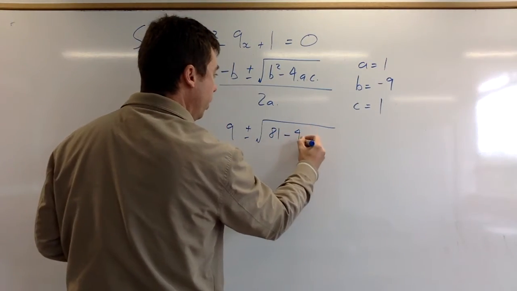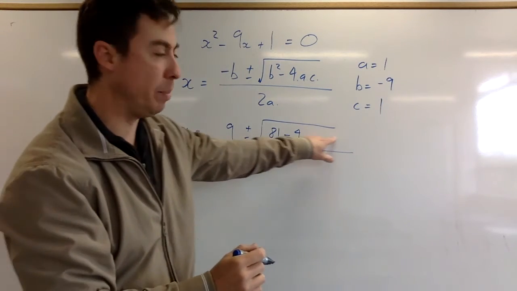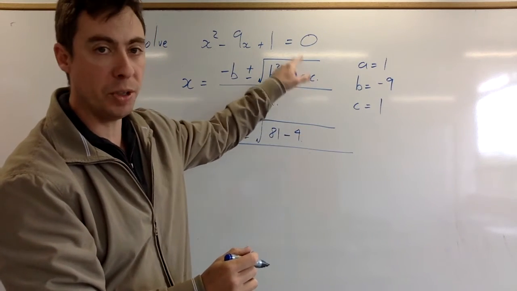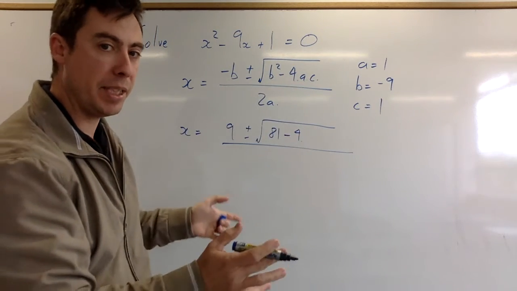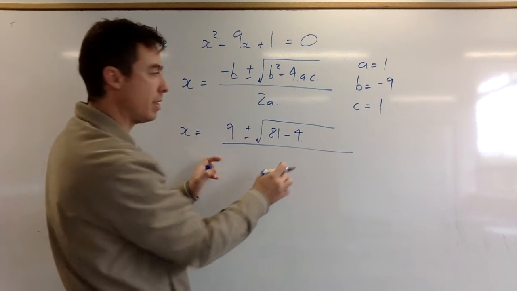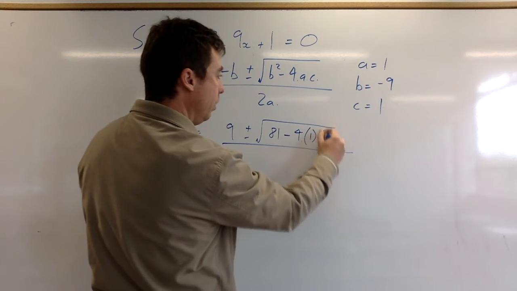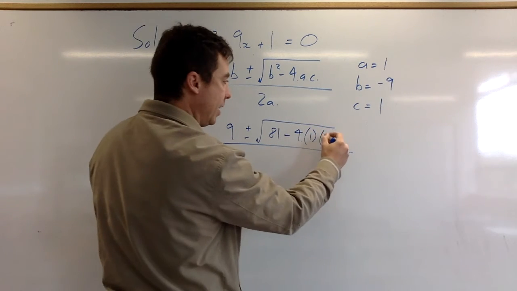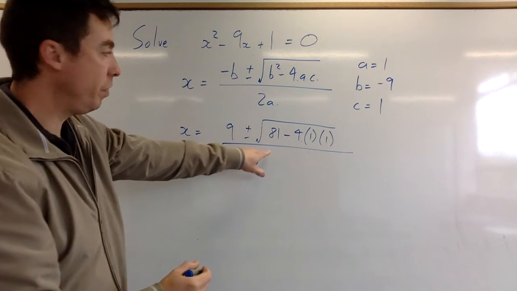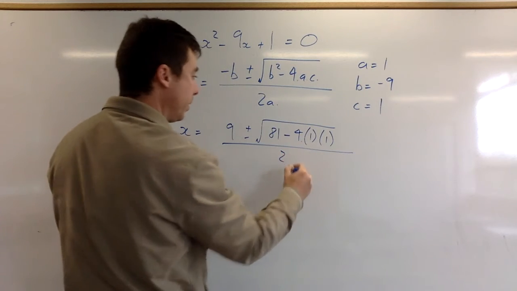Minus 4. Now, I always write out the 4ac bit in full in case I make a mistake here. Minus 4 times a times c. Sometimes you can make an error, so I don't try and do too much at once. Leave the minus 4, put in your a term, 1, put in your c term. In this case, it's easy. 1 and 1, right? Don't forget you have a 2a on the bottom. 2 times 1 is 2.